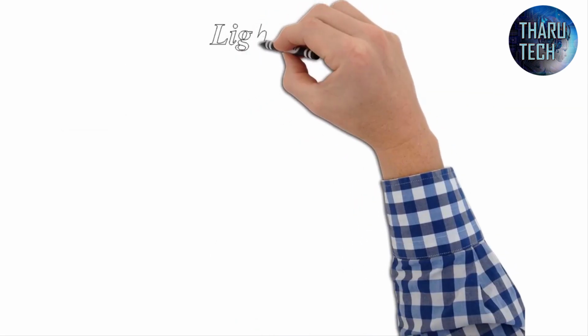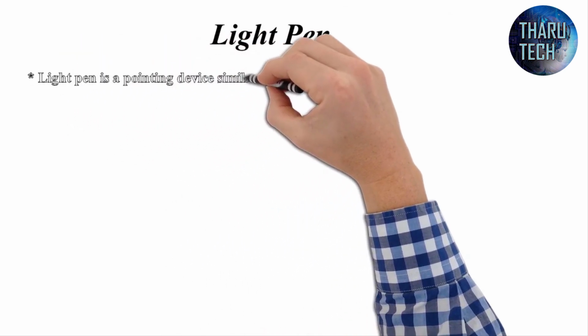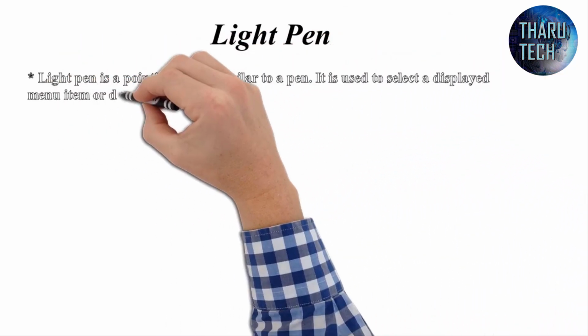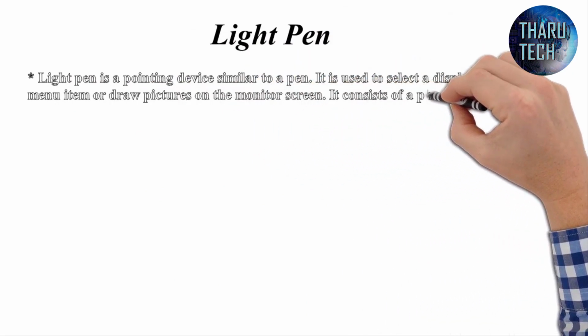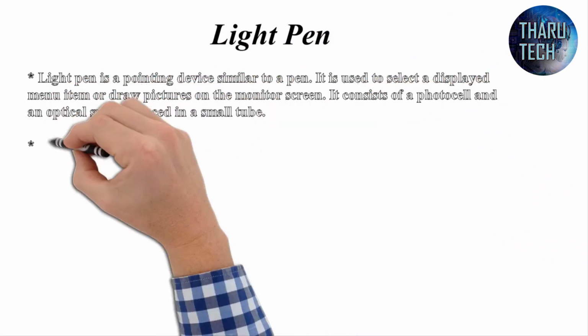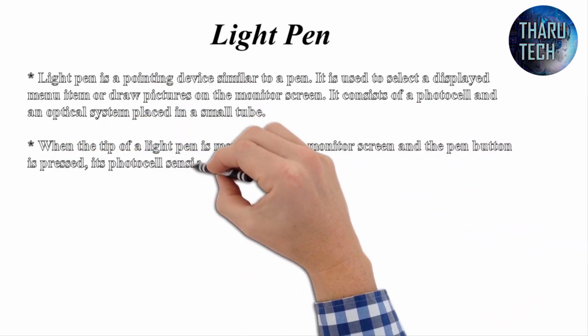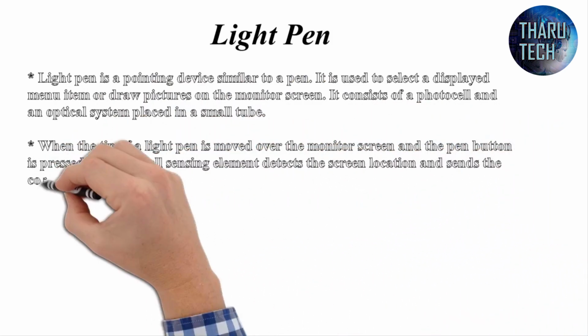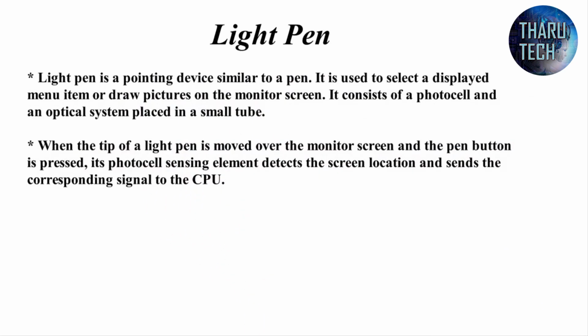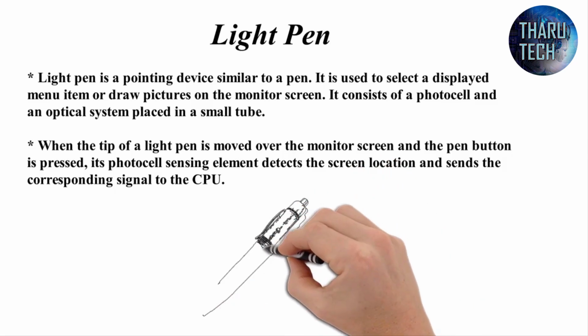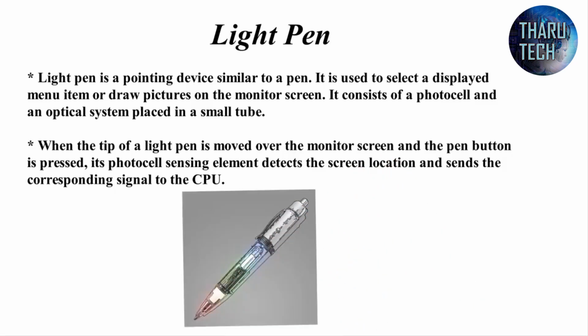Light pen. Light pen is a pointing device similar to a pen. It is used to select a displayed menu item or draw pictures on the monitor screen. It consists of a photocell and an optical system placed in a small tube. When the tip of a light pen is moved over the monitor screen and the pen button is pressed, its photocell sensing element detects the screen location and sends the corresponding signal to the CPU.